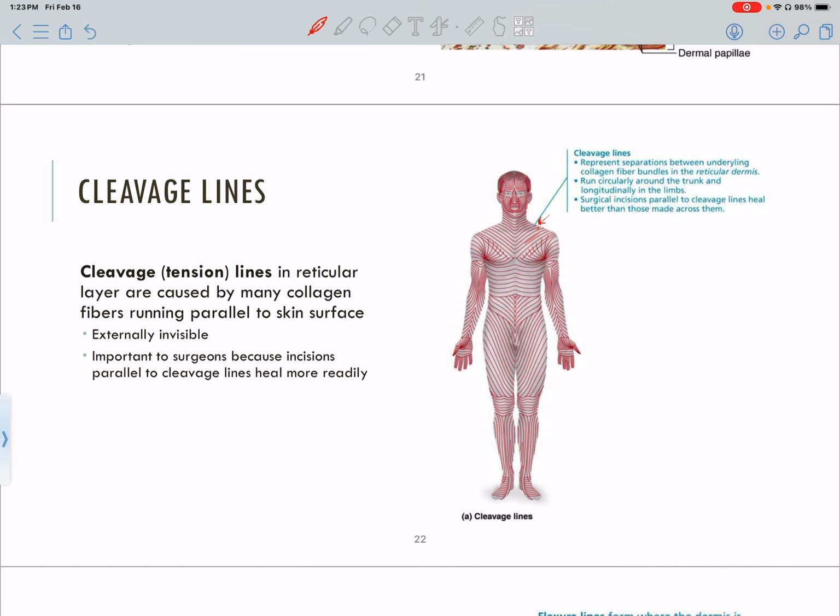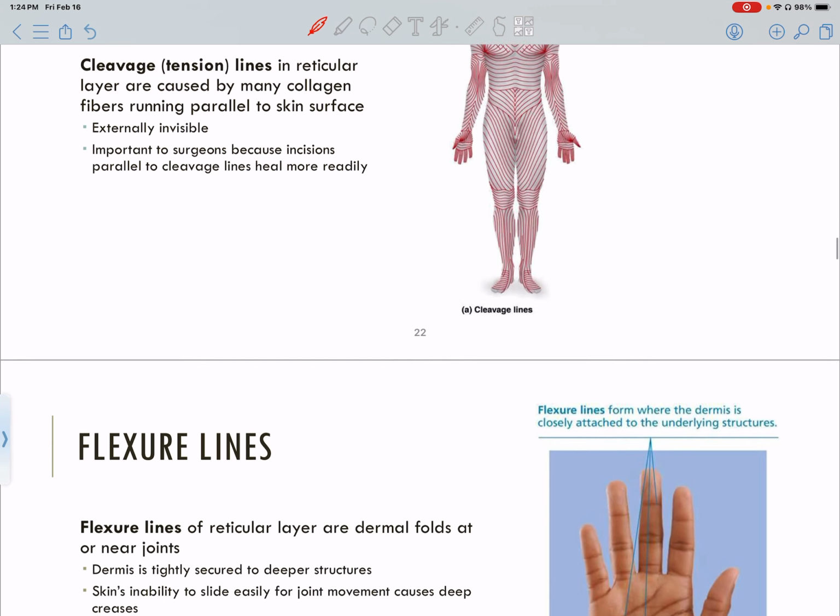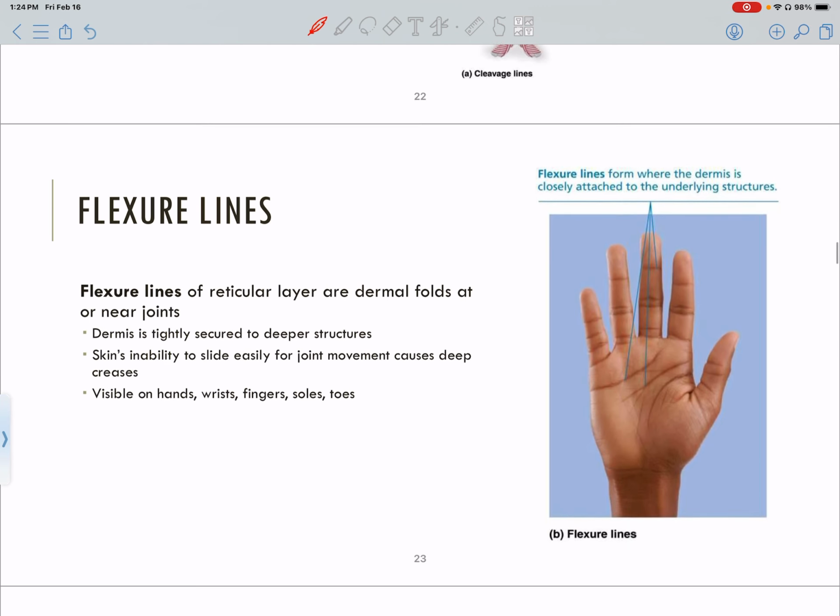They're really important to surgeons, maybe not so much us, but if we make a cut that's parallel to these lines, it's going to help the skin gape less and it's going to heal quicker. So again, these cleavage lines are the result of the way our collagen fibers run within our skin, specifically our dermal layer. We have another thing that are called flexure lines.